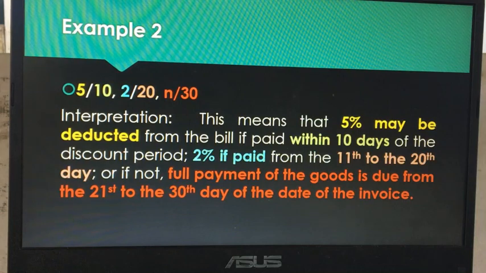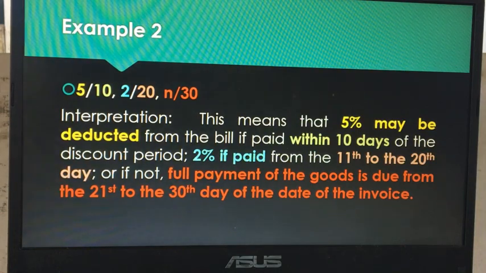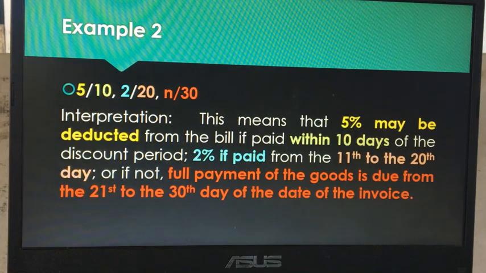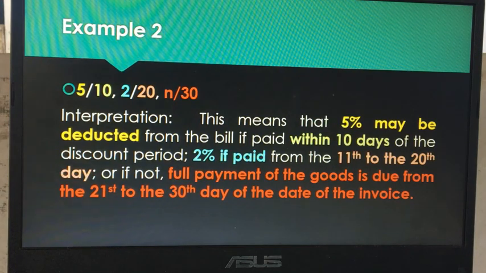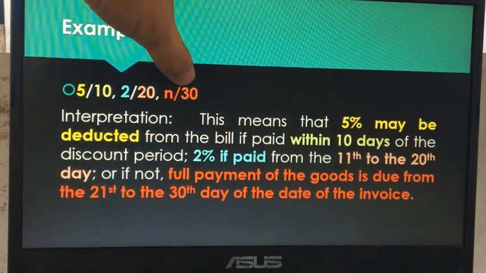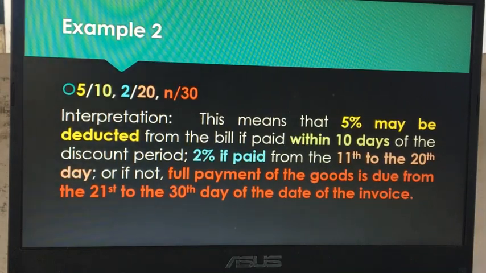Again and again, as I told you earlier, here it means that no cash discount rate is granted to your bill. Meaning, full payment of the goods is due from the 21st to the 30th day from the date of the invoice. The 30 here is the due date from the invoice date.